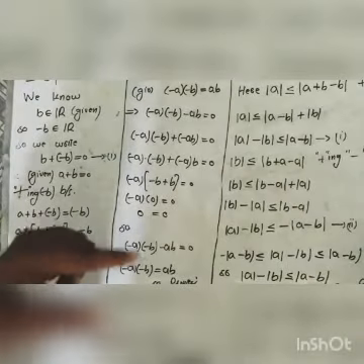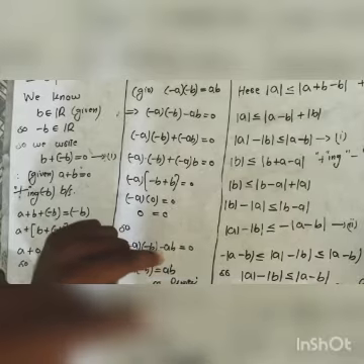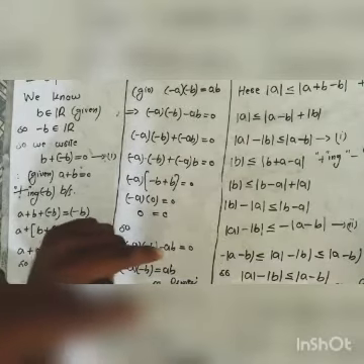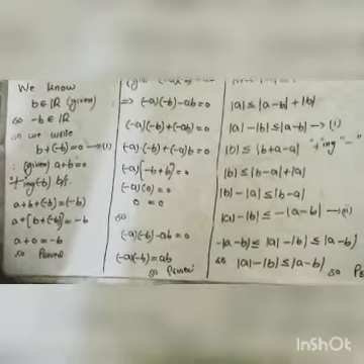So this equation can be written as minus A into minus B minus AB is equal to 0. Here minus AB contains a negative sign, and when we transfer it to the other side, it gets a positive sign. So this equation is proved.